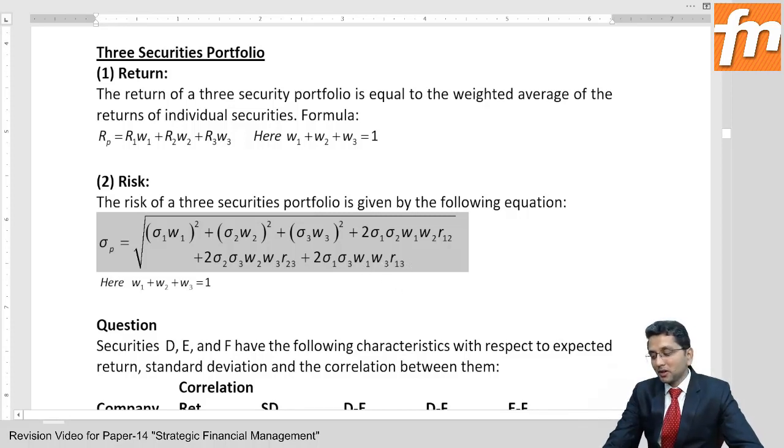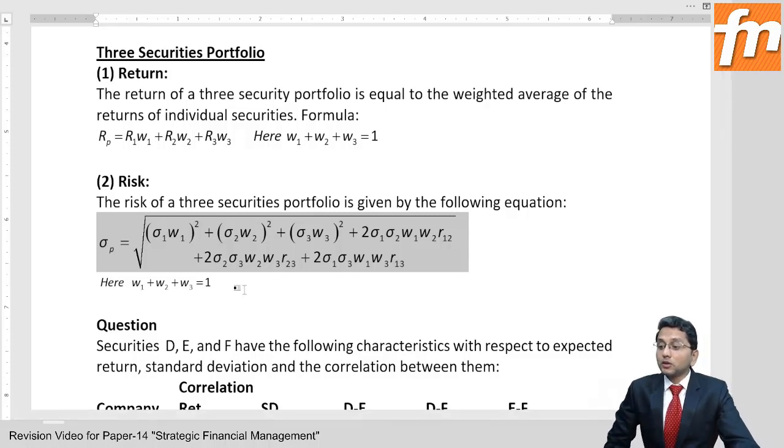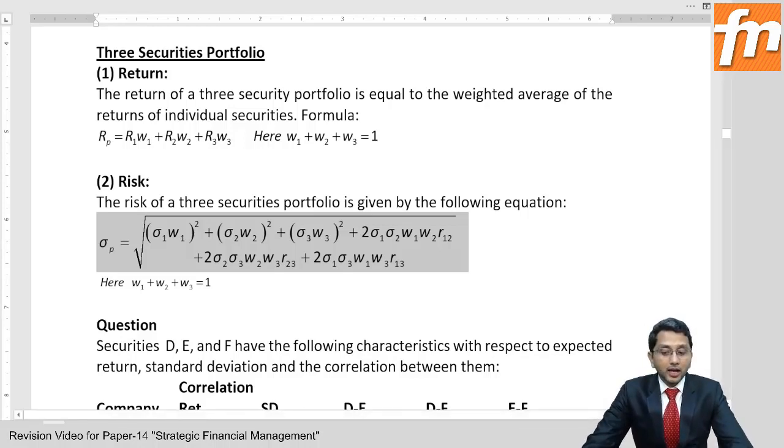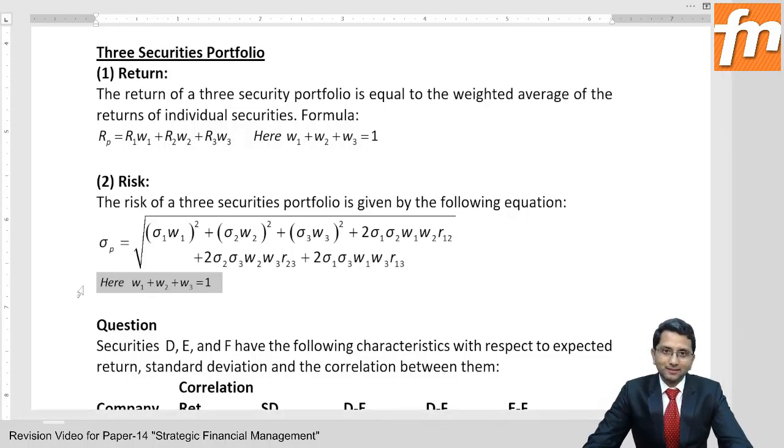First you make a combination of 1 and 2, then a combination of 2 and 3, then a combination of 1 and 3. All three combinations are being made over here. So this is similar to the A plus B plus C whole square formula. And in this formula, the total of weights must be equal to 1.